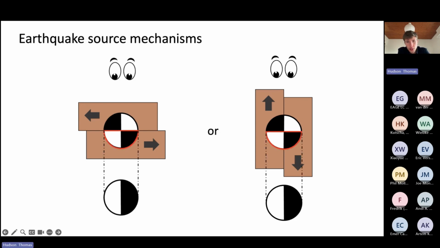But I just want to highlight that there's some ambiguity. If we look at this fault from above, we typically represent these focal mechanisms as follows. And you can see that a vertical slip fault has the same slip direction apparently from these radiation patterns as a horizontal fault. That's worth bearing in mind as I show you these results.